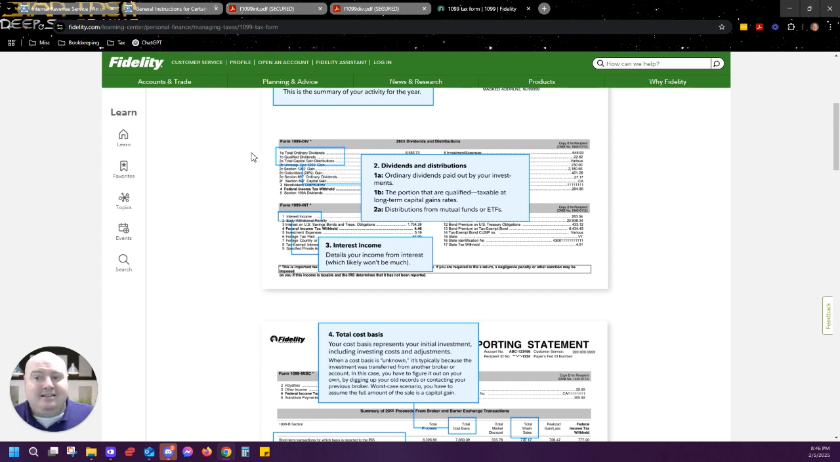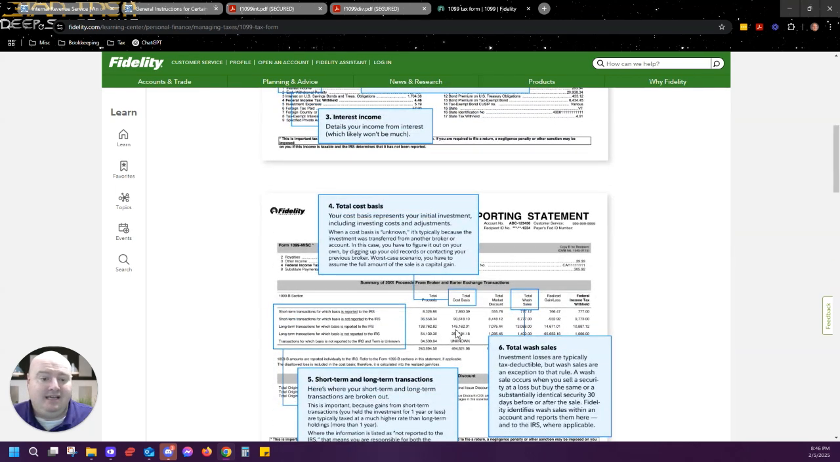And again, this is just Fidelity. A Vanguard is going to look kind of similar, but it's going to be different. All the companies have a little bit of a different layout, but they do give you all your numbers. So your tax professional is going to be needing all of this to be able to do your taxes. So when you get these, forward it on to them. They'll know what to do with it.